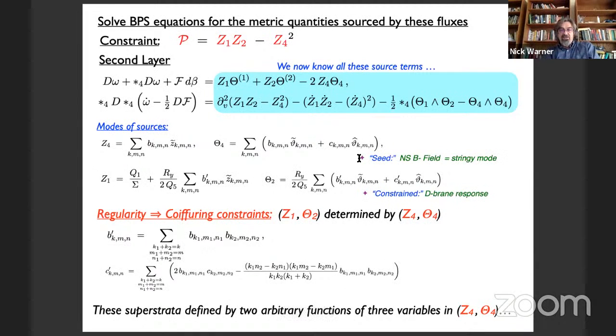The way to think about this is that it is really, in some sense, an NS-NS field. It's the stringy mode and it's the seed, and then this is the D-brane response that's constrained at quadratic order, because this is a quadratic constraint.